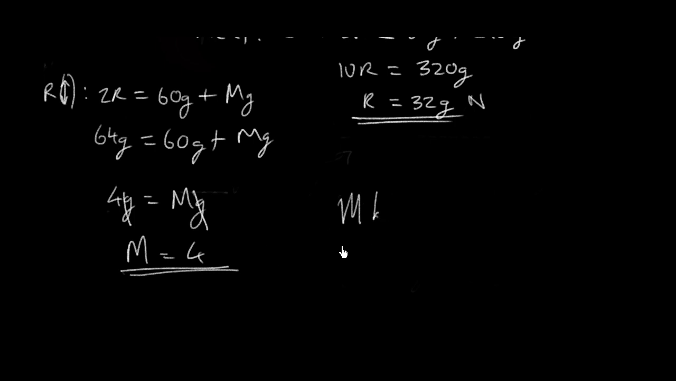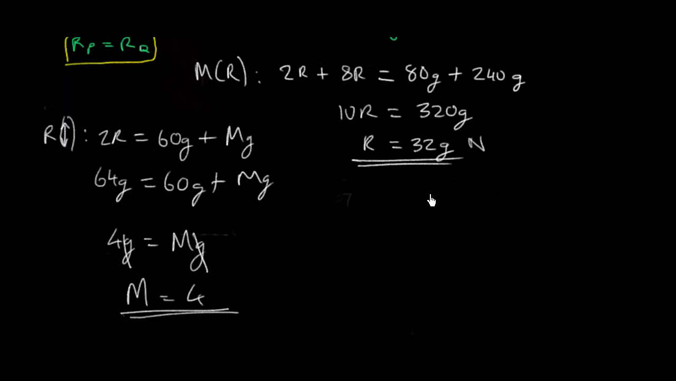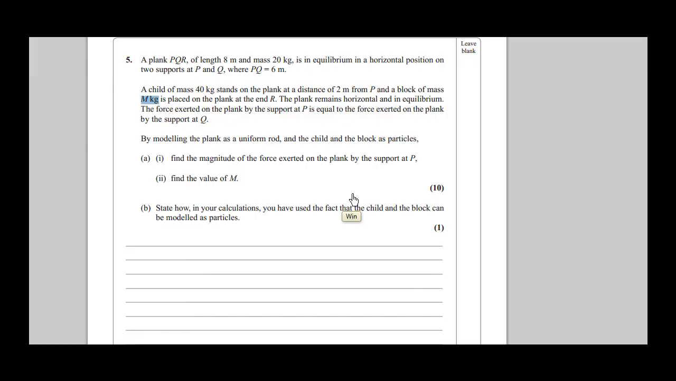Okay, and r is 32g newtons. We can calculate that in newtons also by just multiplying it by 9.81. That's no problem. So look what we just did. That's how easy it was to get the 10 marks, and the 11th mark just says to state how we have used the fact that the child and the block can be modeled as particles.